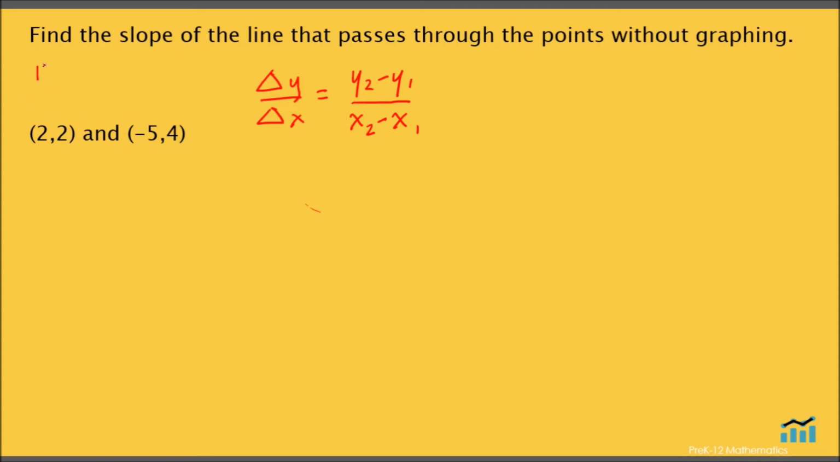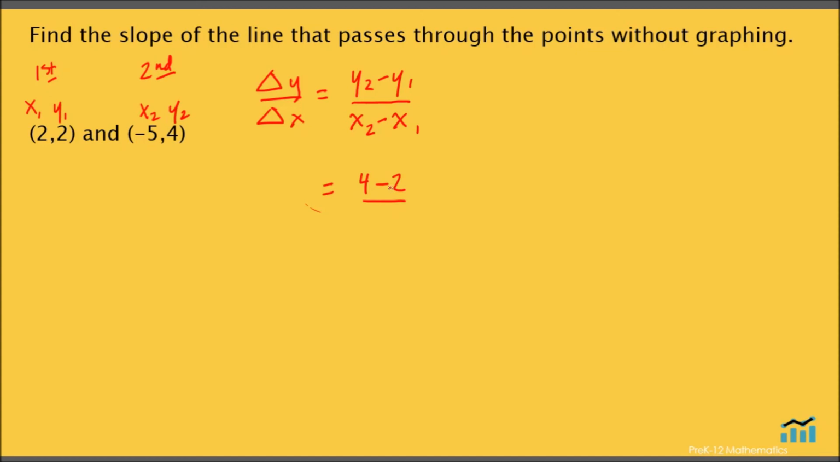So since this is our first point, we'll just call this x1 and y1, and this is our second point, we'll call it x2, y2. Okay, so at this juncture, it's just a matter of substituting in these values. Here we have y sub 2, so you find it on the left. You notice y sub 2 is 4 minus y sub 1. Go over to the first point. The y value of the first point is 2.